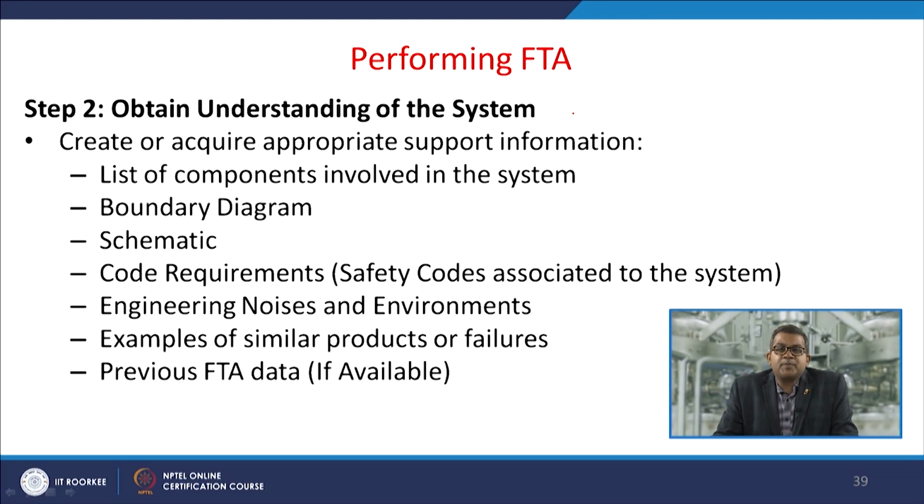Now the second step is to obtain the understanding of the system. This means creating or acquiring the appropriate support information. This includes the list of components involved in the system, boundary diagrams, schematic diagrams, code requirements, that is safety codes associated with the system, engineering noises and environments, examples of similar products or failures, and in case you have any previous fault tree analysis data, it should be included.